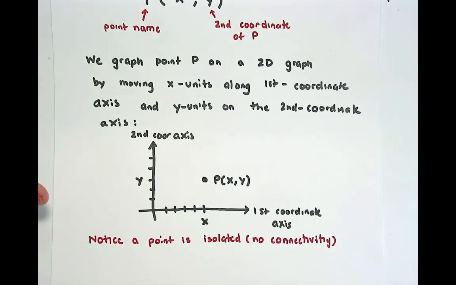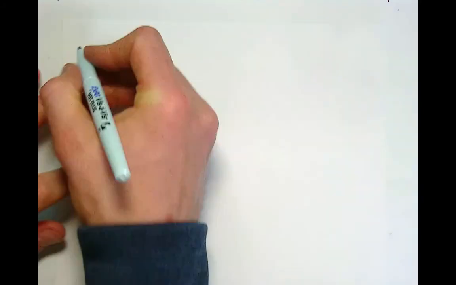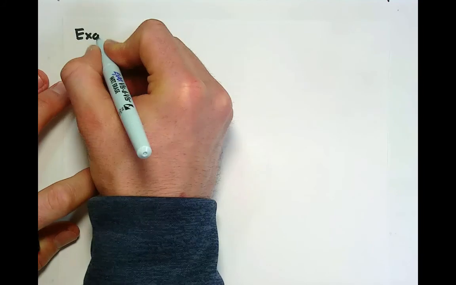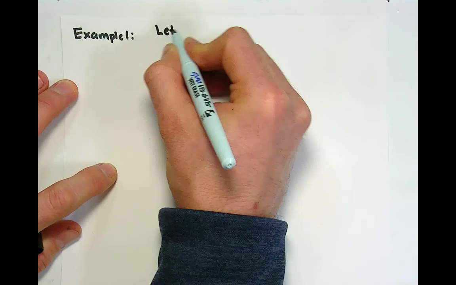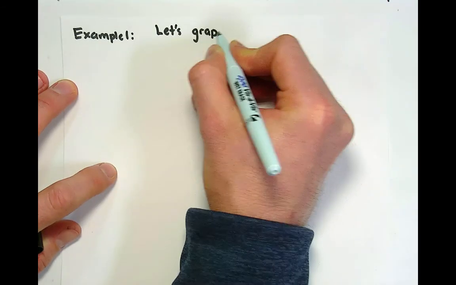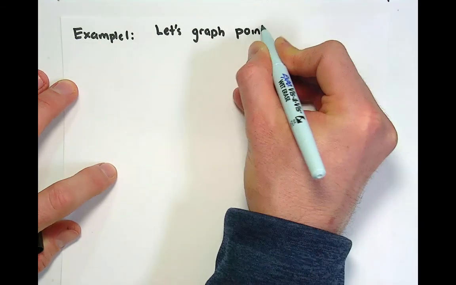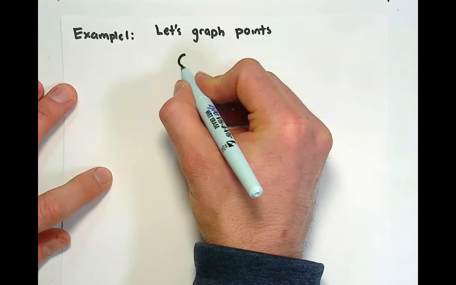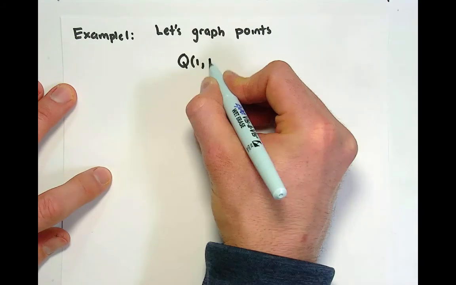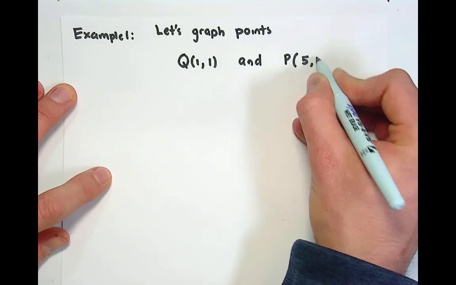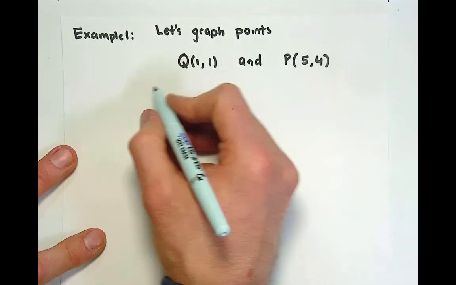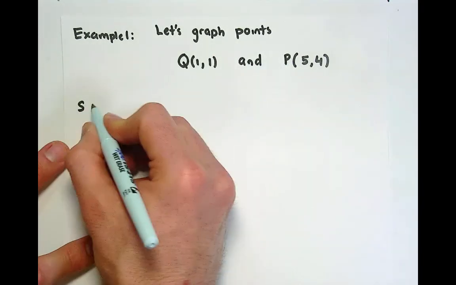All right. Now that we've defined a point, let's look at a quick example of how we might use this. So let's graph points. We're going to have two different points. We'll call the first one Q, and we'll call it 1, 1. And we'll have a second point P, which we'll call 5, 4. All right. Here we go.